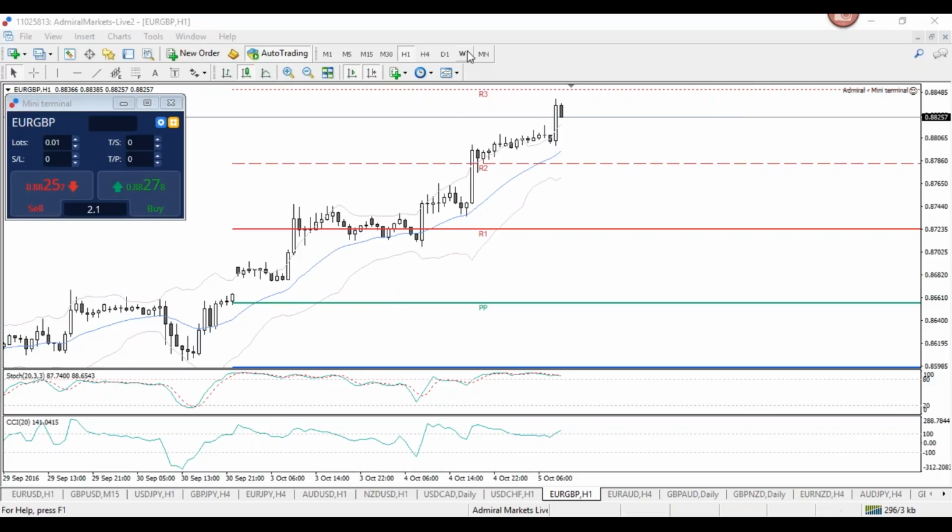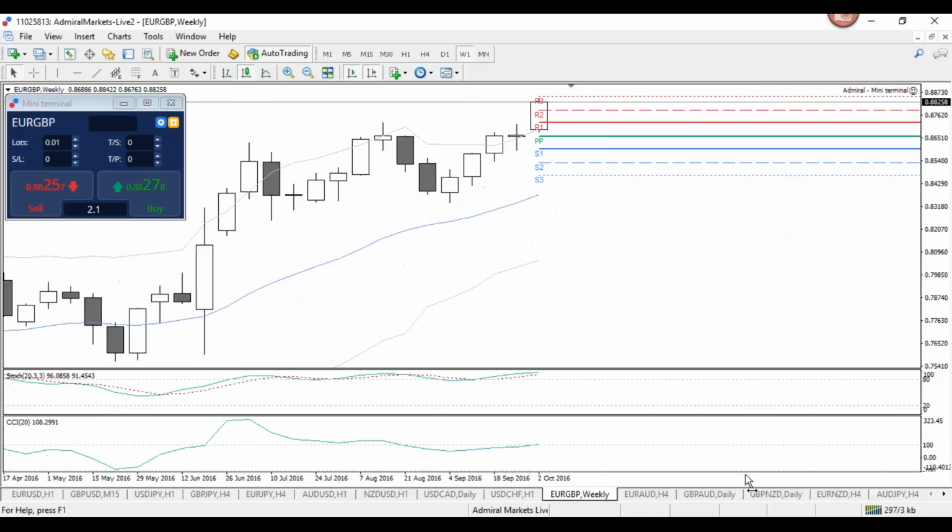Then we have to see how this weekly candle closes, right? This weekly candle, if it closes with the close near the high, then that's basically a breakout of this resistance. Next week, we could see a retracement and continuation.